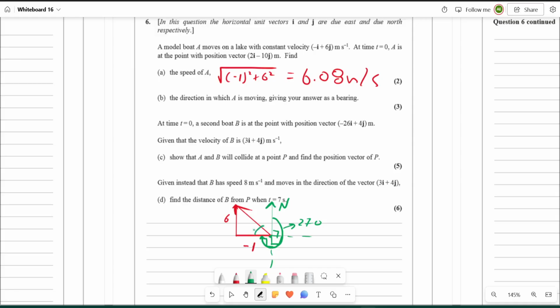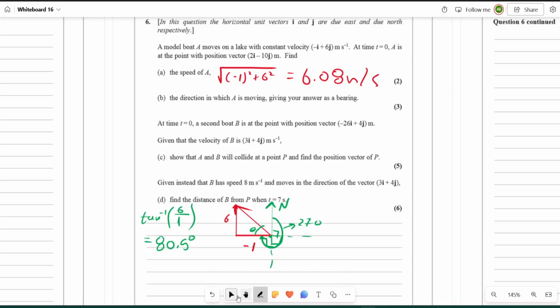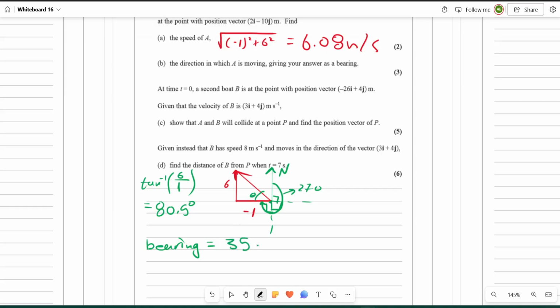And then I need to add this small angle theta. I can get theta using tan inverse of opposite over adjacent, which is 1 over 6. So this is going to be shift tan of 1 over 6. That is around 80.5 degrees. So the bearing is going to equal 80.5 plus 270, and that is around 351 degrees, and this is going to be my bearing. So this is part B.